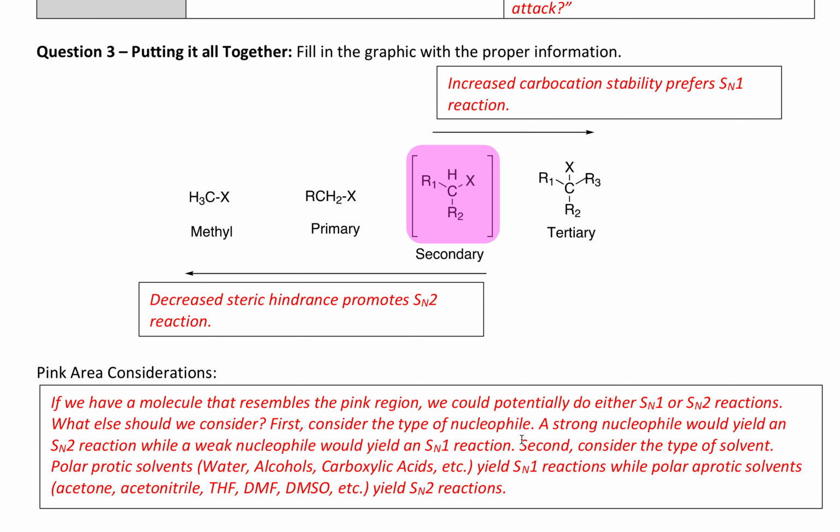The next thing I should consider is the type of solvent that we have. So we either have a polar protic solvent, like water, alcohol, carboxylic acid, so those are capable of actually protonating things, or we have polar aprotic solvents, like acetone, acetonitrile, THF, DMF, DMSO. Those are not capable of protonating things. So if we have a polar protic solvent and a secondary species, we'd probably think an SN1 reaction, and if we had a polar aprotic solvent, we'd probably think SN2 reaction.